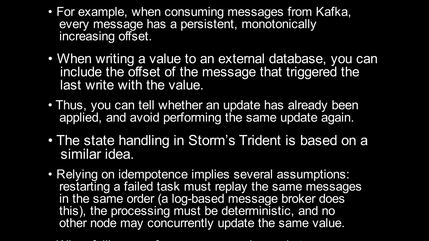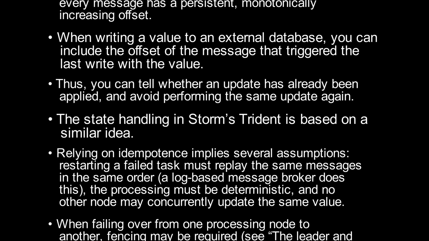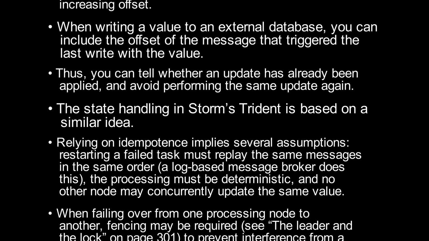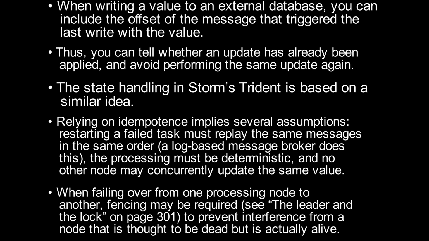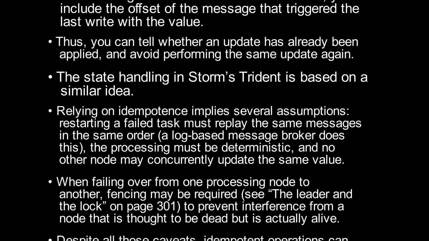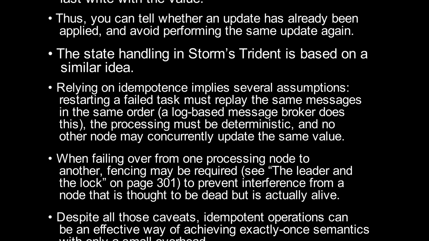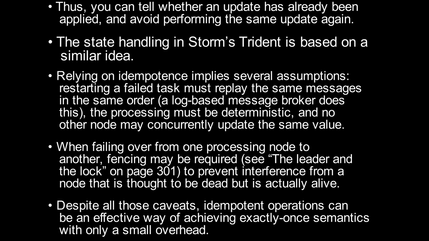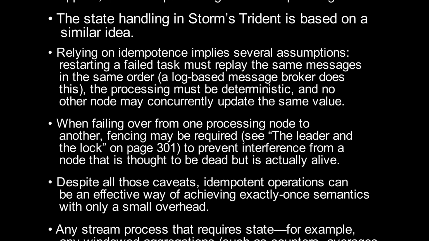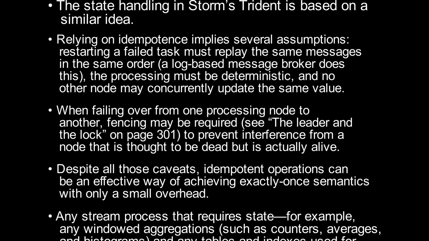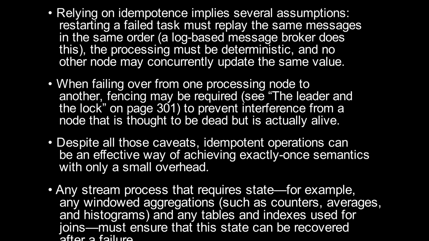Relying on idempotence implies several assumptions. Restarting a failed task must replay the same messages in the same order; a log-based message broker does this. The processing must be deterministic, and no other node may concurrently update the same value. When failing over from one processing node to another, fencing may be required; see "The Leader and the Lock" on page 301, to prevent interference from a node that is thought to be dead, but is actually alive. Despite all those caveats, idempotent operations can be an effective way of achieving exactly once semantics with only a small overhead.